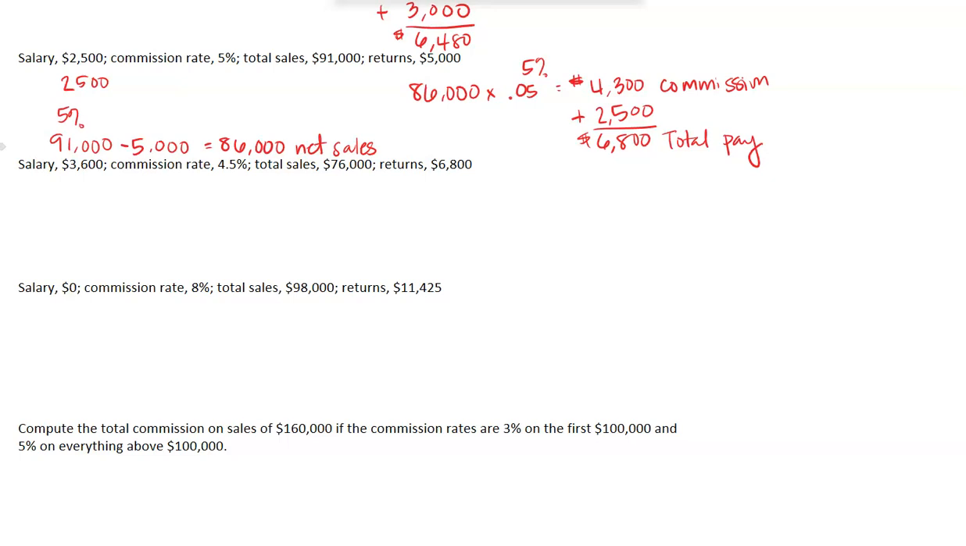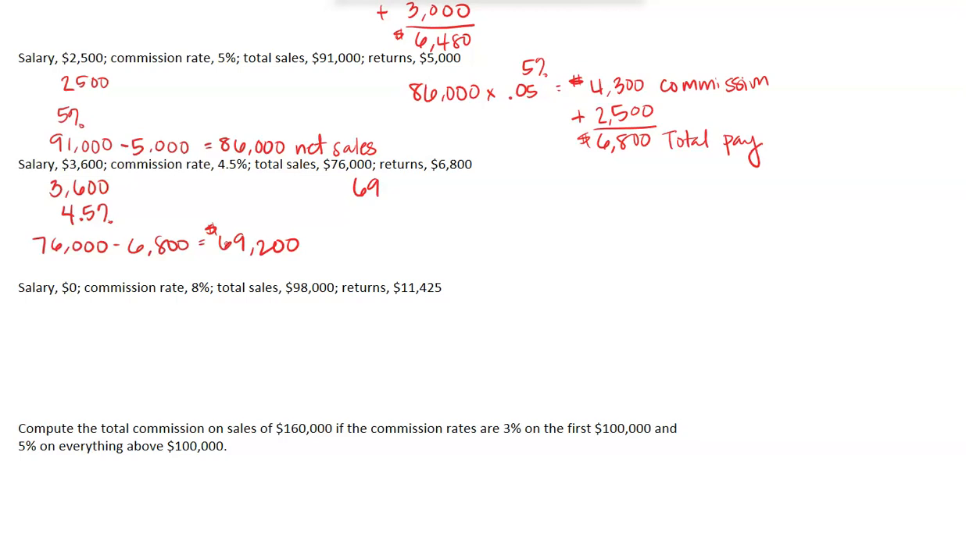Okay, for this one, again, we have a base salary, $3,600. And this time we have a 4.5% commission on total sales, net sales. And their total sales are $76,000 minus whatever was returned. And this gives me net sales of $69,200.